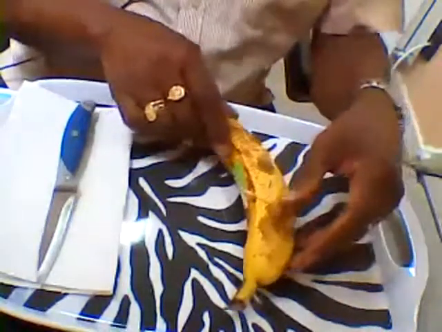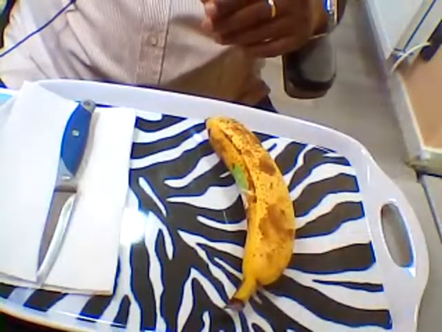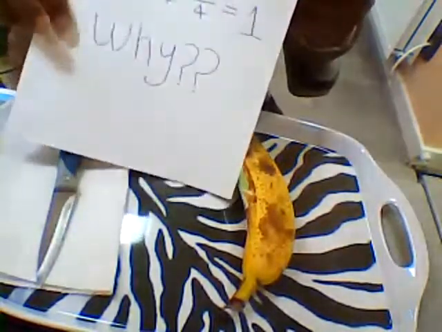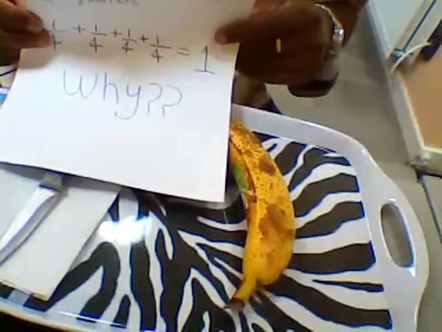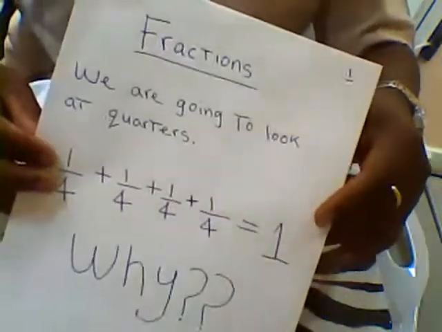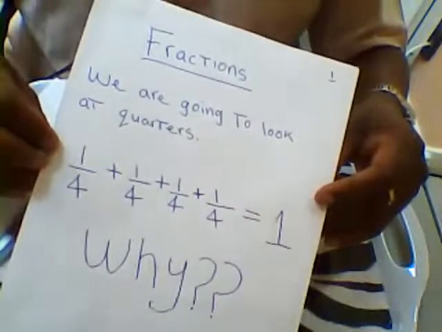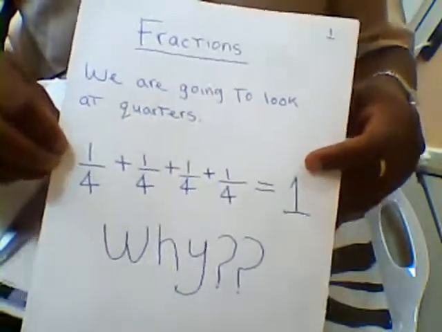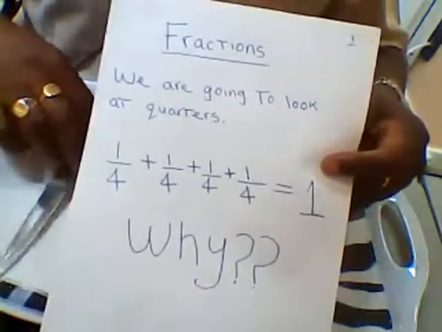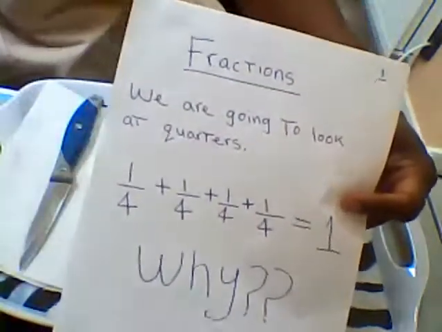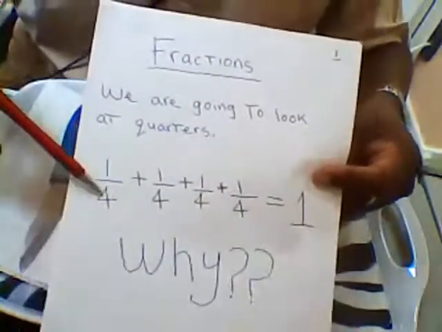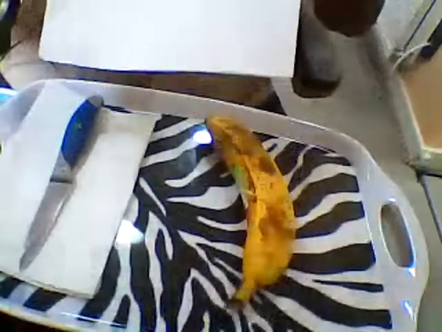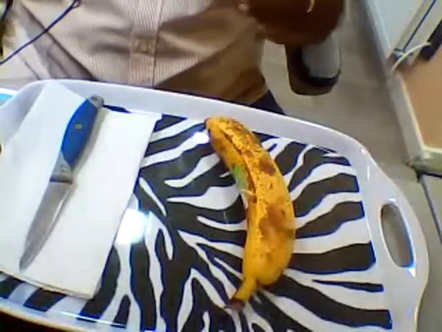I want to bring my bananas to this so I can get them into quarters. I need to make sure that I have quarters. I need to divide the banana equally. So we have 1/4, 2/4, 3/4, 4/4 of my banana.